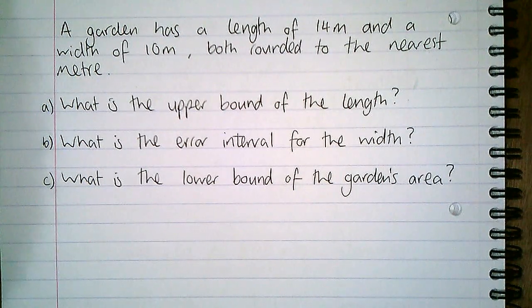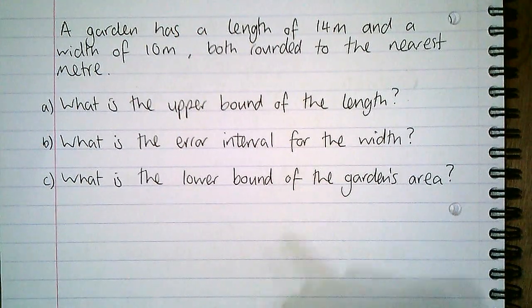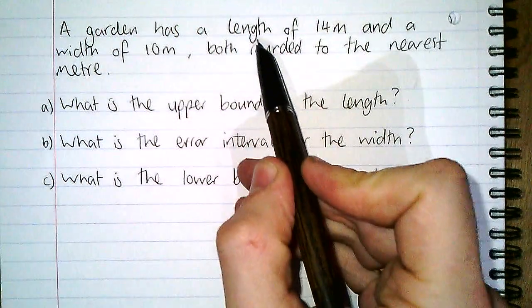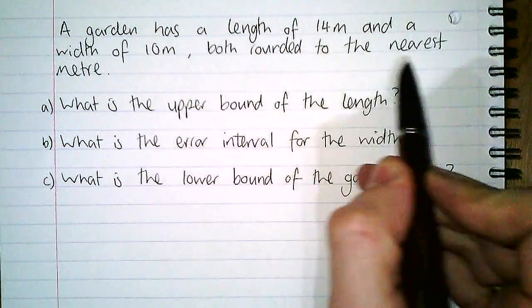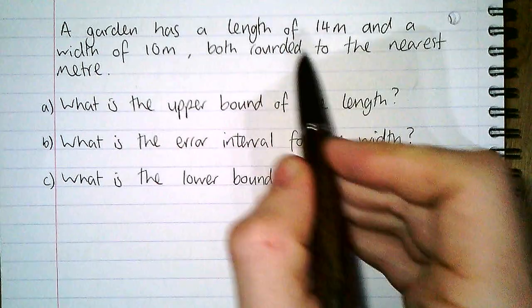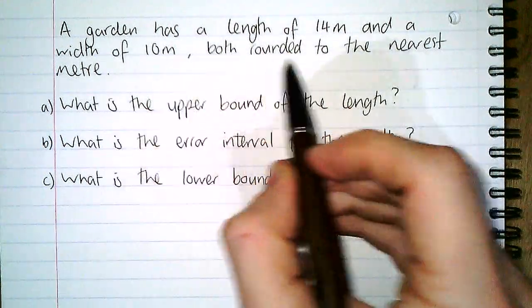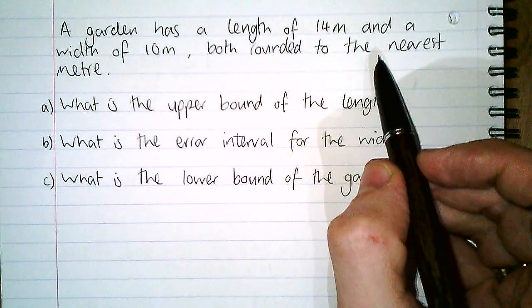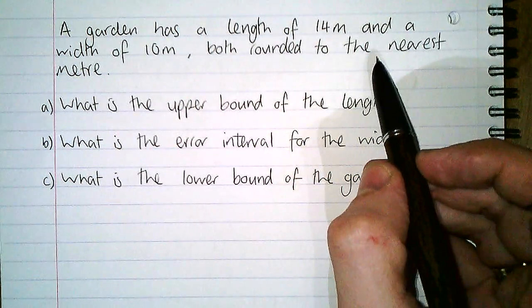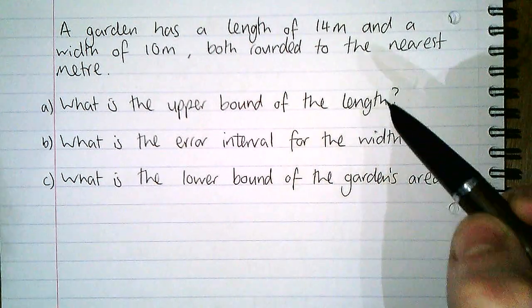It would like us first of all to find the upper bound of the length. So here we want to find first of all what is the length. Well, the length is 14 metres, and it tells us that both of these things have been rounded to the nearest metre. As soon as you get a statement like this, that you've got items rounded to the nearest metre, nearest decimal place, nearest significant figures, etc., that's giving you an indication that the question is about bounds, about error intervals.